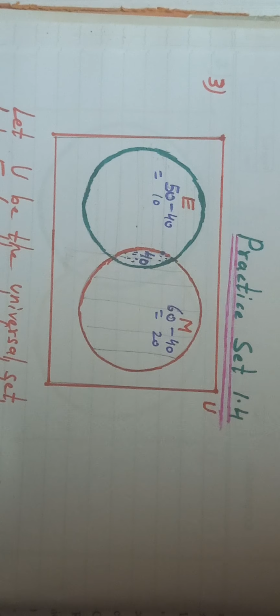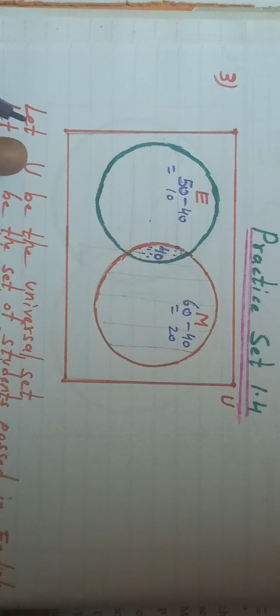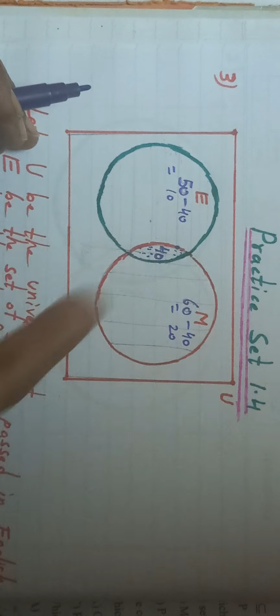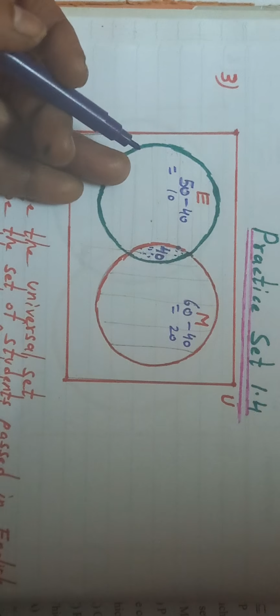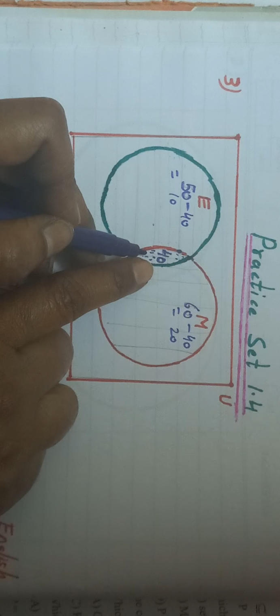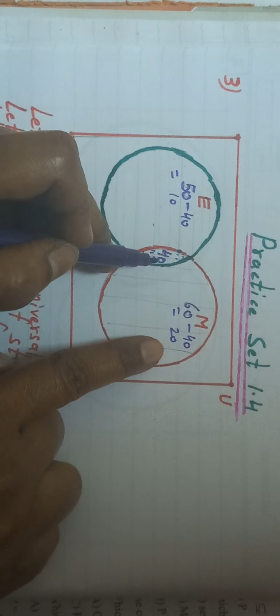So what you have to find is what they have said. None of them fail in both the subjects. Find the number of students who passed at least in one of the subjects. So how many will be there? At least in one of the subjects, either English or maths, or both 40. So what you have to find is this only, what I have already done. Passed in English 10, passed in both the subjects 40, and passed in maths 20. 10 plus 40, 50, 50 plus 20, 70. These are the students who have passed in at least one of the subjects.